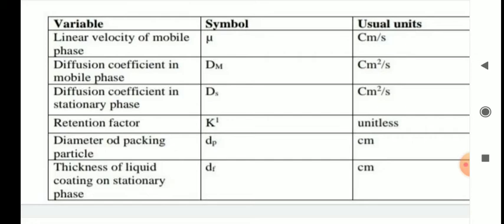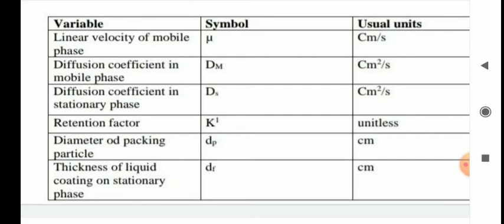Another factor is the thickness of the coating of the stationary phase. It is the thickness of the liquid coating on the stationary support. It is the thickness of the stationary phase which is coated on the stationary support.